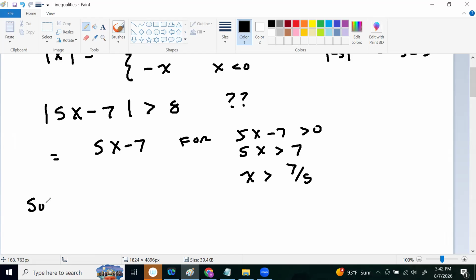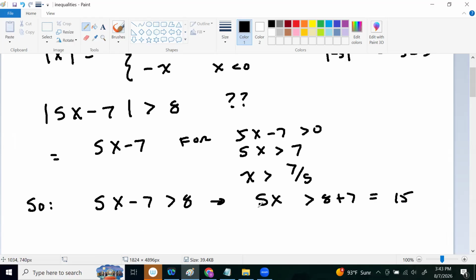So going to our inequality here, for positive, this means 5x minus 7, if this is positive, is greater than 8, which is 5x is greater than 8 plus 7, which is 15. Well, 5x is greater than 15, and since when you divide by 5, you do not change the inequality, we divide both sides by 5. So that occurs when x is greater than 3.